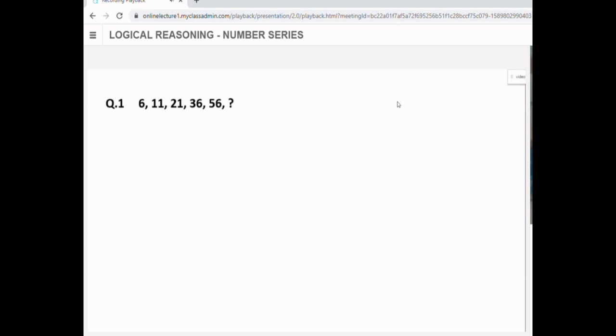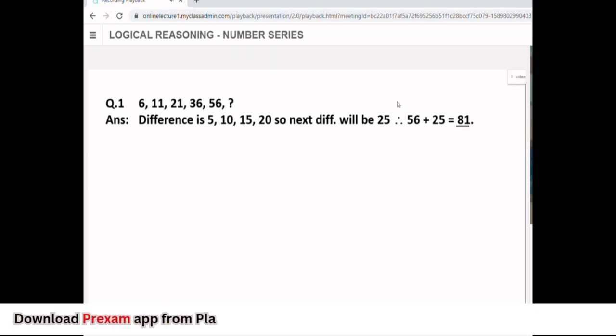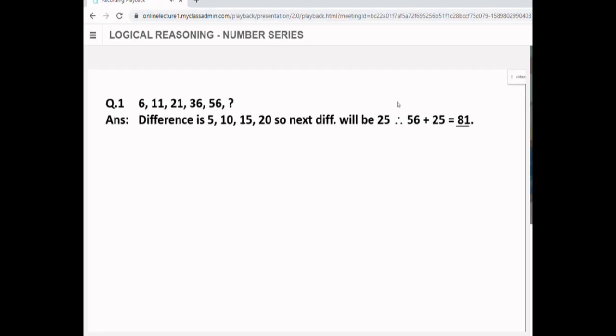Here comes the explanation. The differences are 5, 10, 15, 20. 11 minus 6 is 5. 21 minus 11 is 10. 36 minus 21 is 15. 56 minus 36 is 20. So what will the next difference be? Now don't find the difference of differences. You can do that, but there's no need. So 5, 10, 15, 20, the next difference has to be 25. Therefore, the next number will be 56 plus 25. So the answer is 81.